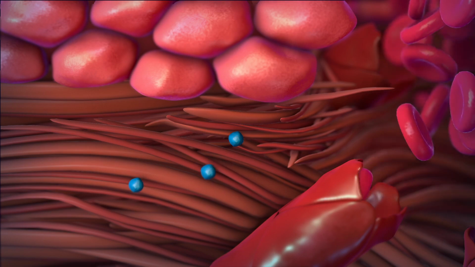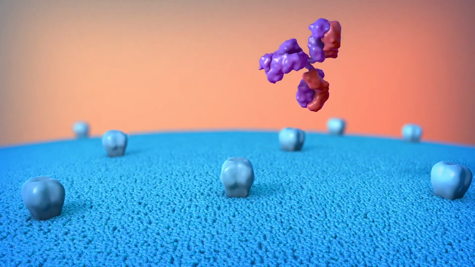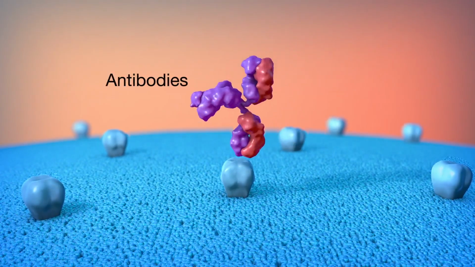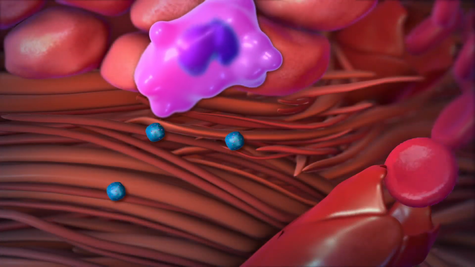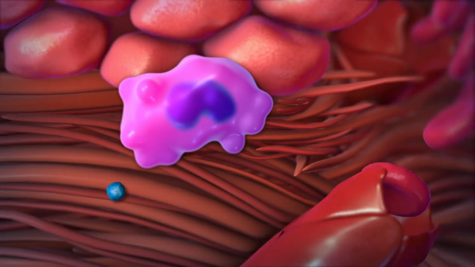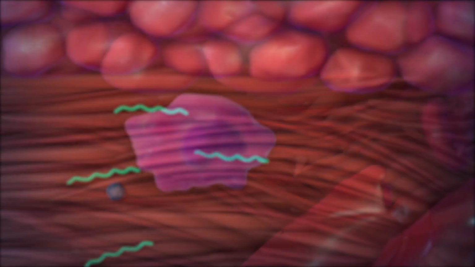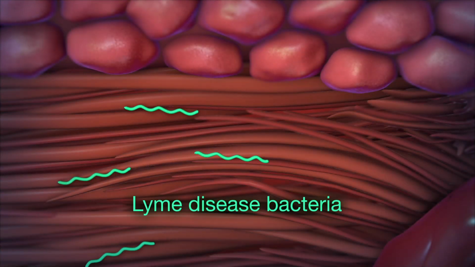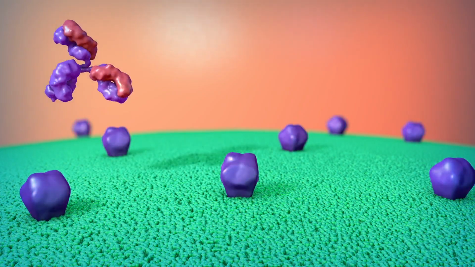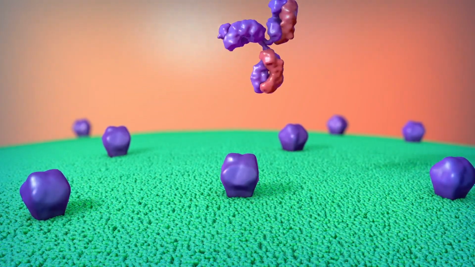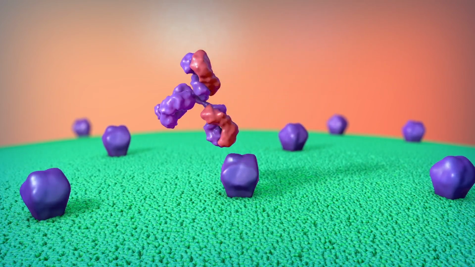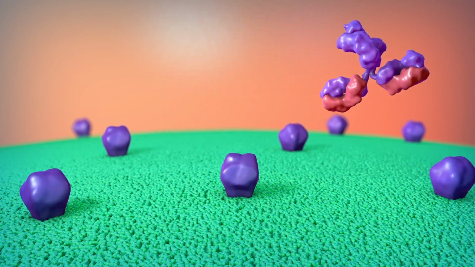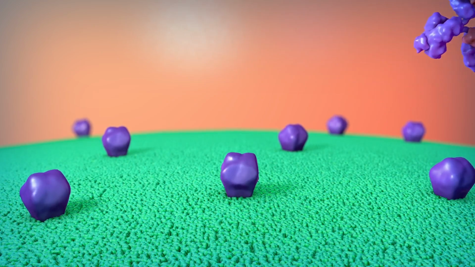The body also normally fights infectious bacteria by developing antibodies, which are proteins that attach to invading microorganisms. Macrophages can then detect and kill the pathogens that are tagged with antibodies. However, Lyme disease bacteria hide from the body's immune system. They do this by changing the structure of proteins on their surface throughout the infection. This disguises the Lyme disease bacteria from newly produced antibodies, which can't bind to the new protein, and allows the infection to persist.